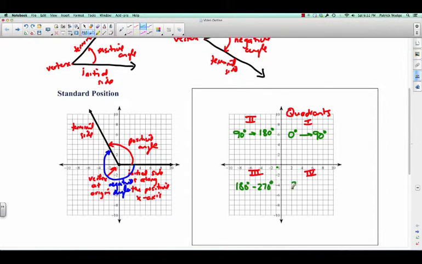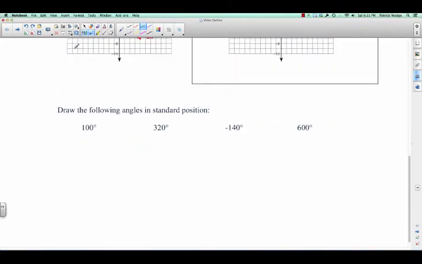So of course the last one here would be 270 degrees to 360. Okay, there's one last thing I'm going to write down here, but I'm going to save it. I'm going to come back to it in a little bit. Okay, so draw the following angles in standard position.